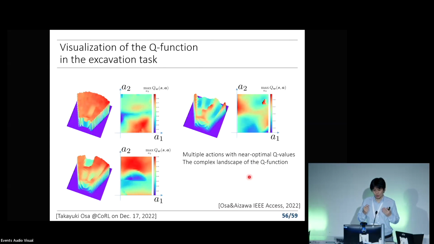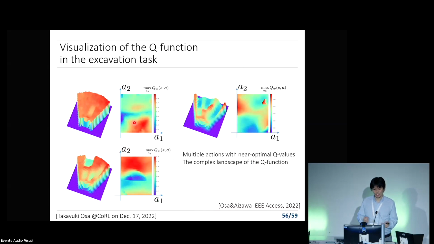To analyze this result, we visualize the Q functions. On this task, the actions are three-dimensional. So we visualize the maximum Q values over the third dimension. Here is a pair of the state and the visualized Q function. And here, the dense red region shows the distribution of optimal actions.